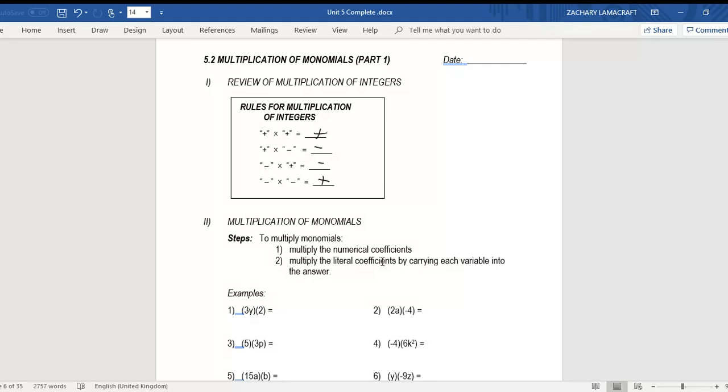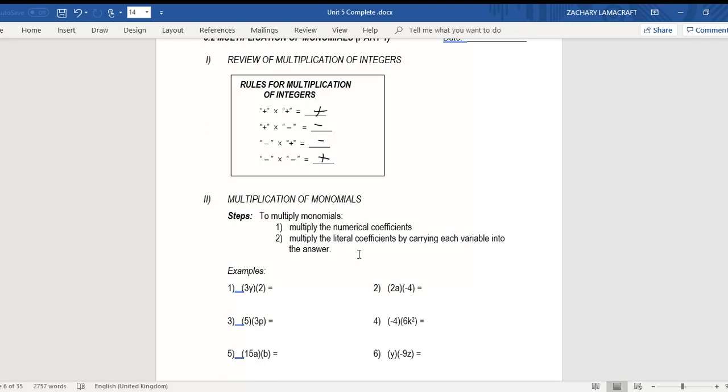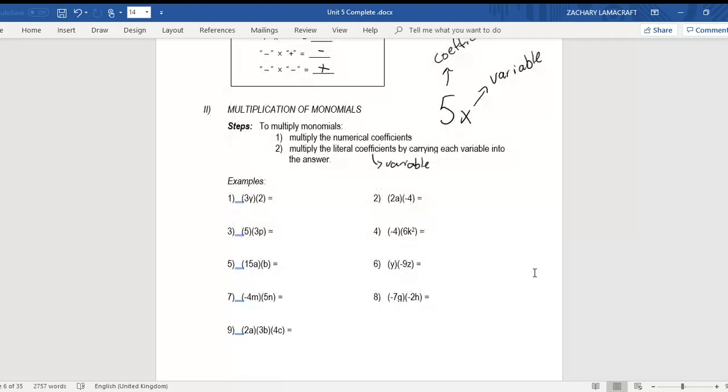So to do this, we do the following. One, we multiply the numerical coefficients. So if we just have the example of 5x, the 5 is the coefficient, and this letter is our variable. Then it says multiply the literal coefficients, another word for variable, by carrying each variable into the answer.